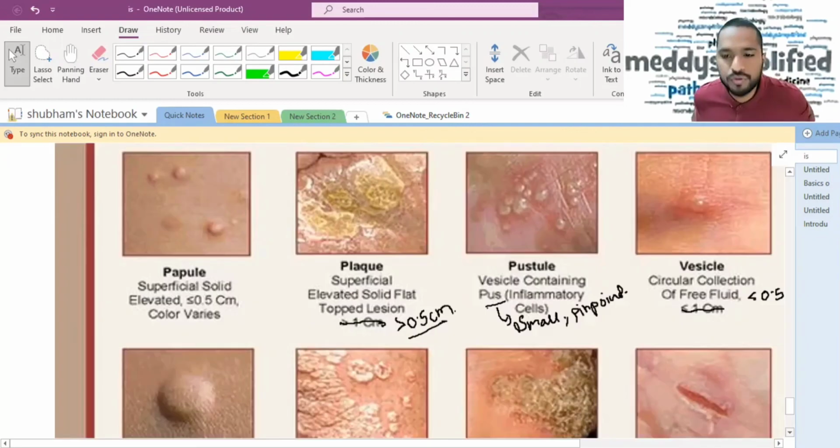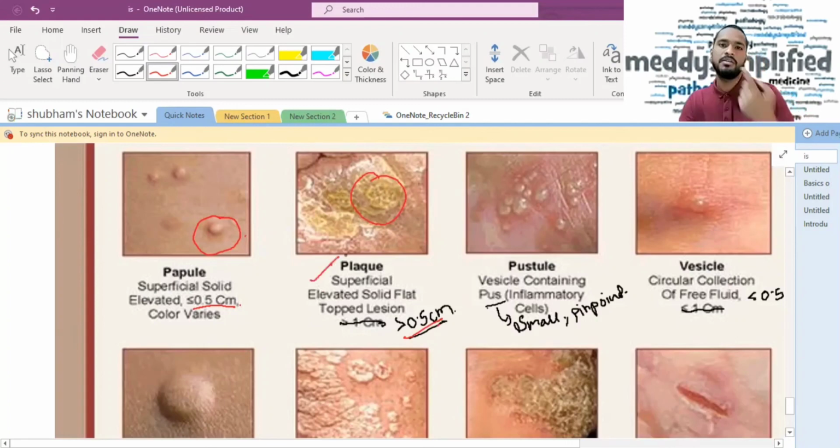Now I have a few images here with us. We will look at these images and then we will wind up this lesson. All right. So first we'll talk about this. This is a papule, a solid raised lesion, but the size is less than 0.5 centimeters. Similarly, here we have a solid raised lesion, but the size is more than 0.5 centimeter. So it is a plaque.